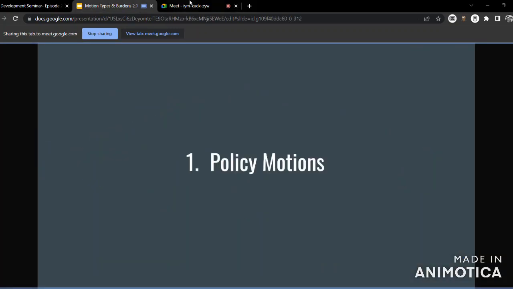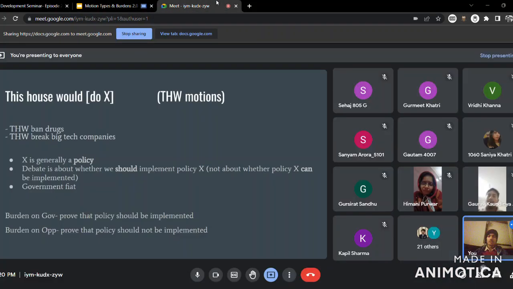Cool. Let's start with the first type, policy motions. So this is the slide with respect to policy motions. The usual form of a policy motion is this house would do X. Now this X can be anything. So you have two examples on the screen. One is this house would ban drugs. The second is this house would break big tech companies.